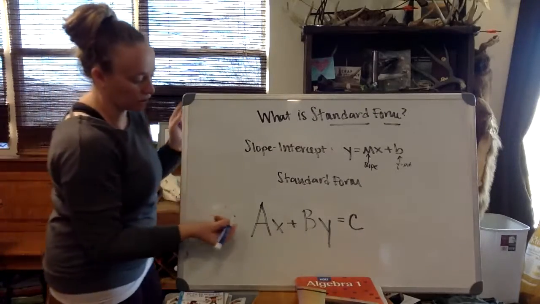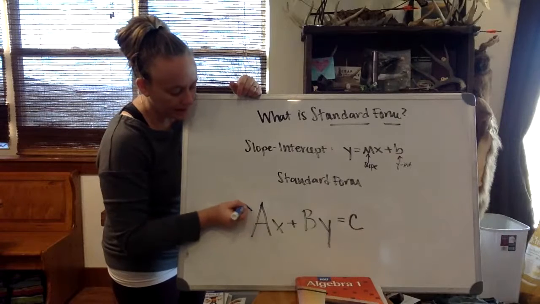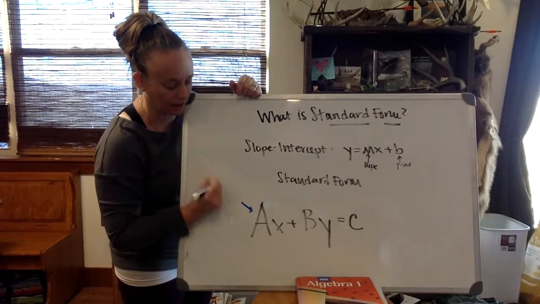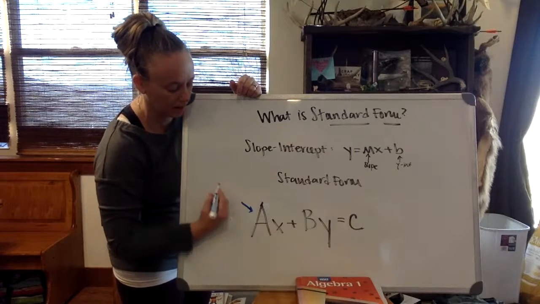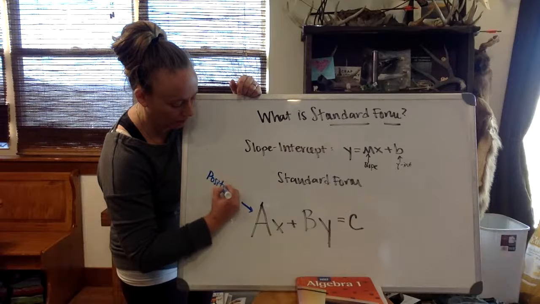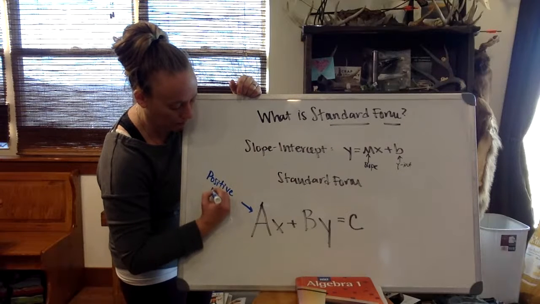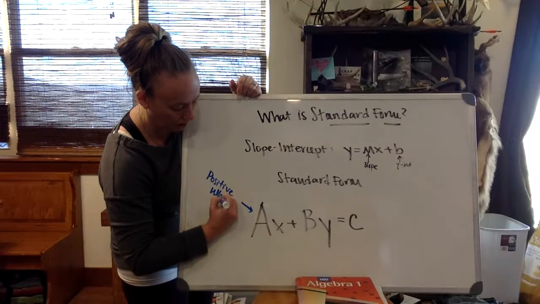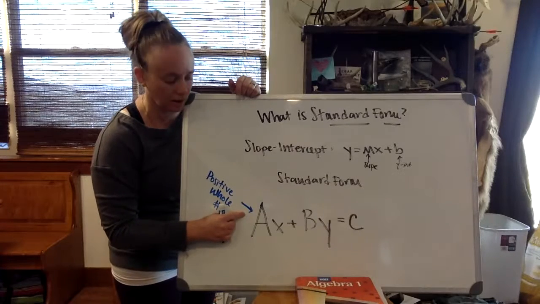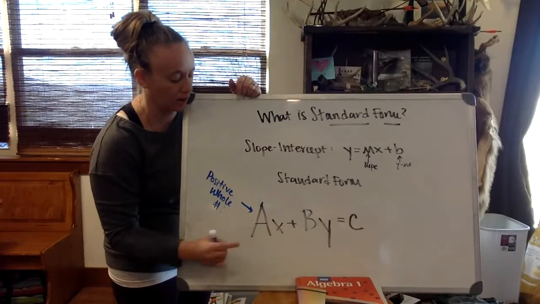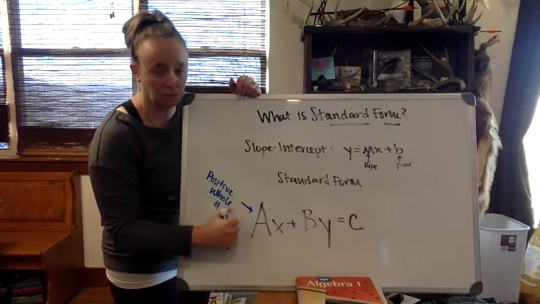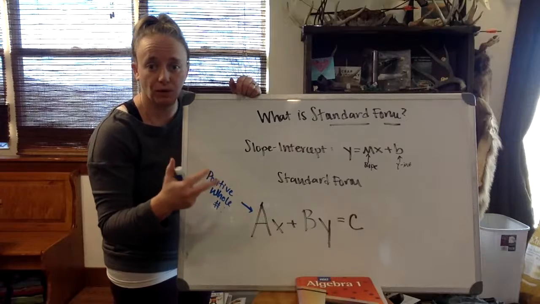Some of those parameters are this. This letter A, this number that essentially replaces that A value, that coefficient that stands right here, has to be a positive whole number. So you cannot have fractions here. You cannot have a negative number here. You cannot have a square root here. You cannot have decimals here. It needs to be a number like 1, 2, 3, 4, 5.